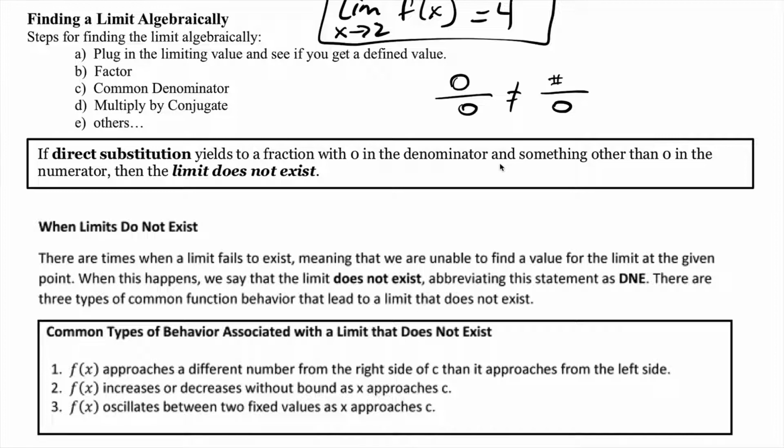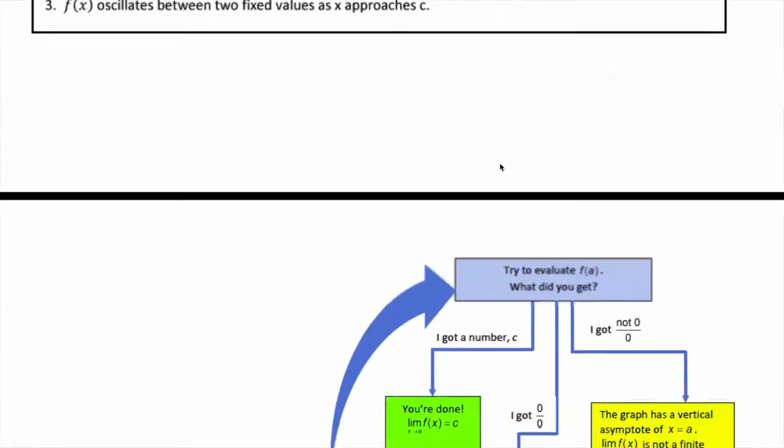3 is another one: oscillates. Oscillates means repeats, right? If it oscillates, what goes like this? Sine and cosine waves, those oscillate. So things that repeat. Like an oscillating fan, it goes one way, comes back the other, right? Oscillate means it oscillates between 2 fixed values as x approaches c. So if it keeps repeating itself, that's a DNE. Okay, so let's look at the first one.